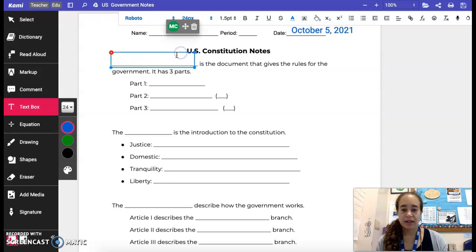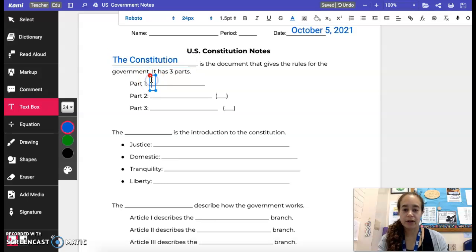The document that gives the rules for the government is the Constitution. It has three parts, and we're going to go through those three parts on this page. Part 1, we have talked about in class. It was called the Preamble.